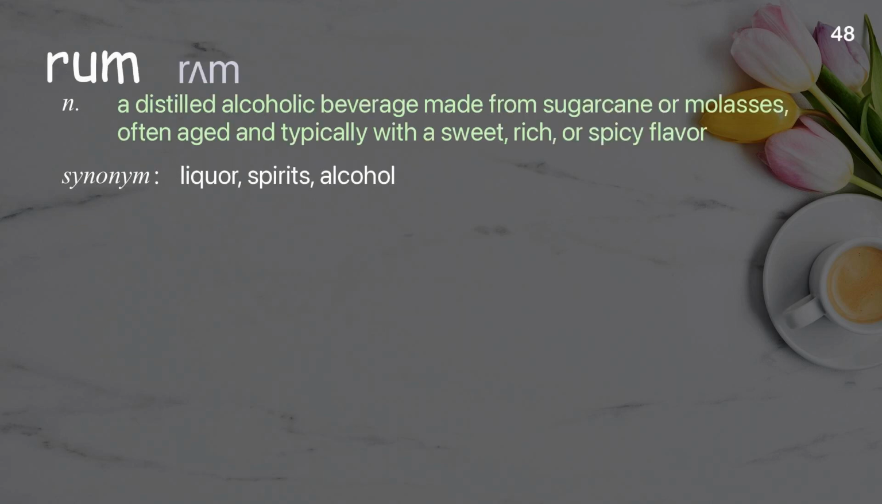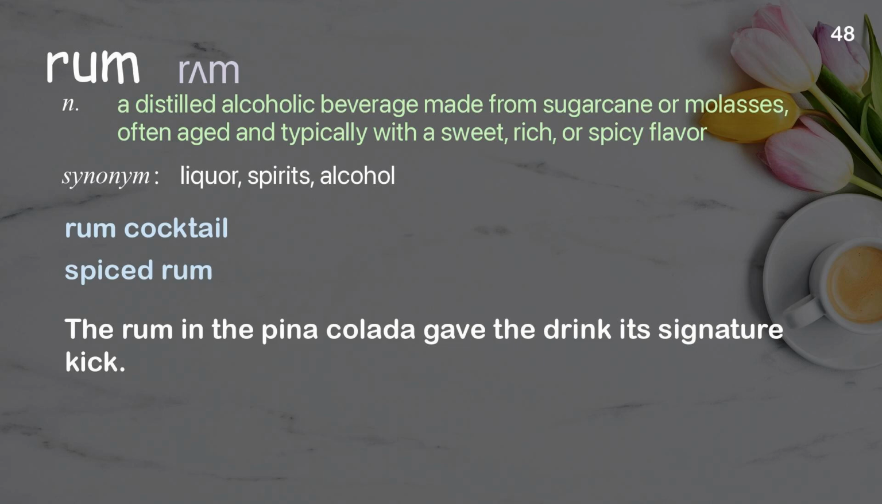Rum. A distilled alcoholic beverage made from sugarcane or molasses, often aged and typically with a sweet, rich, or spicy flavor. Examples: Rum cocktail. Spiced rum. The rum in the pina colada gave the drink its signature kick.